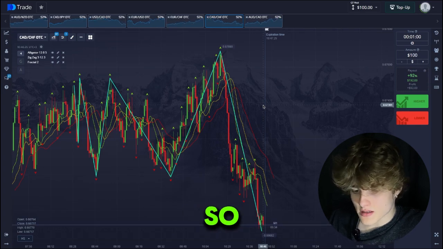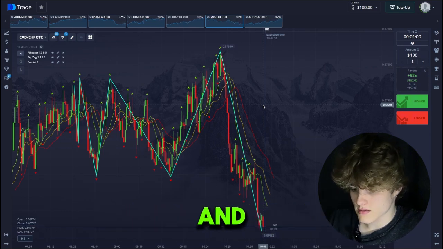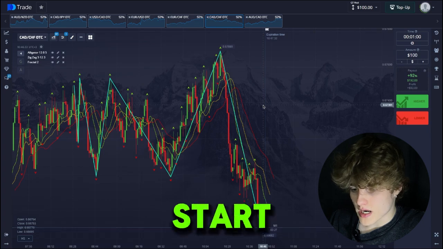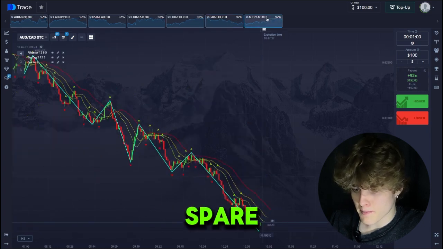So as I trade, you'll understand how to use this combination of indicators correctly, and I propose to start and pick our first currency pair.